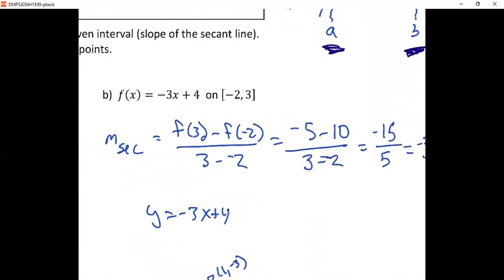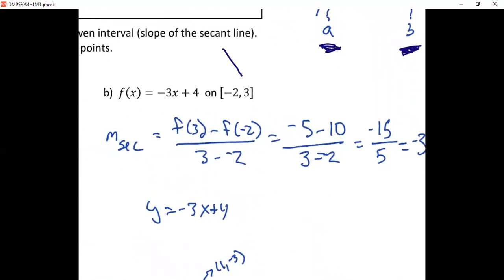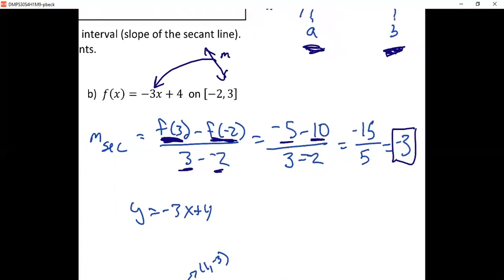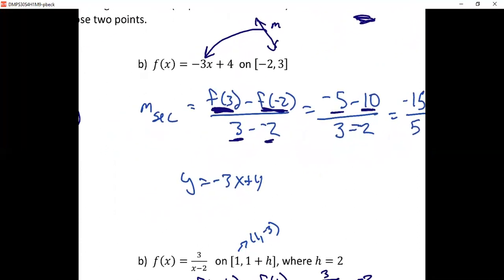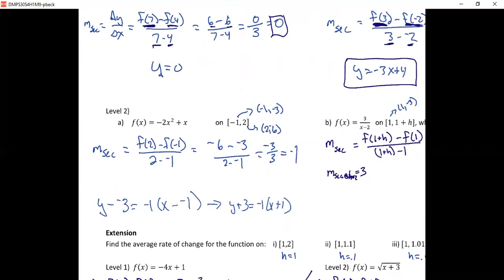For this one, the average rate of change on a line, -3x plus 4, is going to look something like this. The average rate of change is going to end up being the exact same slope anyway. But once again, I like to show this average rate of change process. F of b minus f of a over b minus a. F of 3 is -5. F of -2 is 10. And then that simplifies to, surprise, surprise, -3. So that means the slope of the secant line is actually the same as the slope of the function.